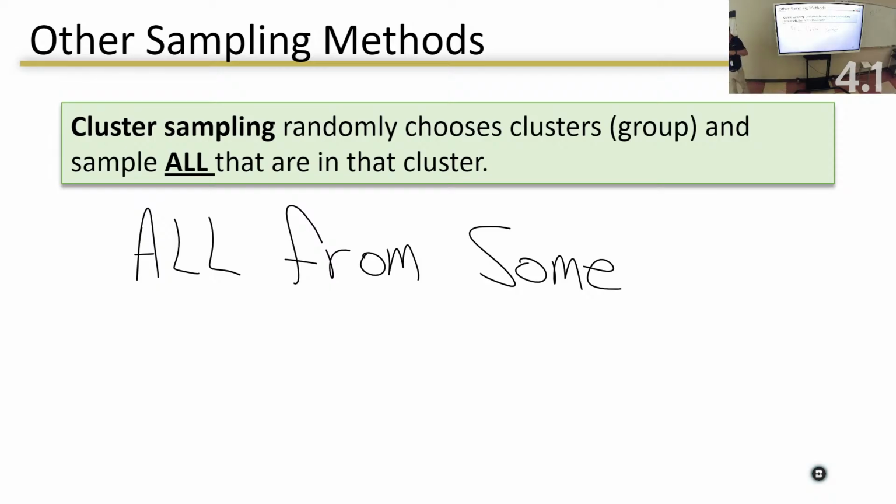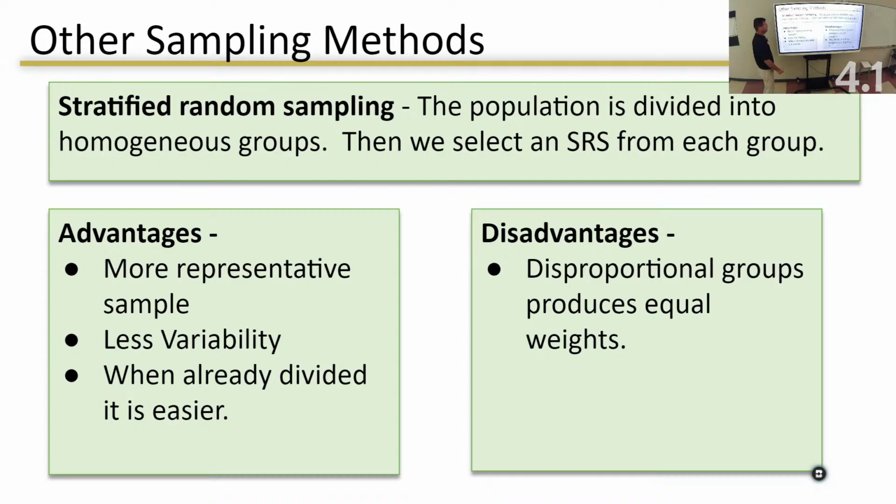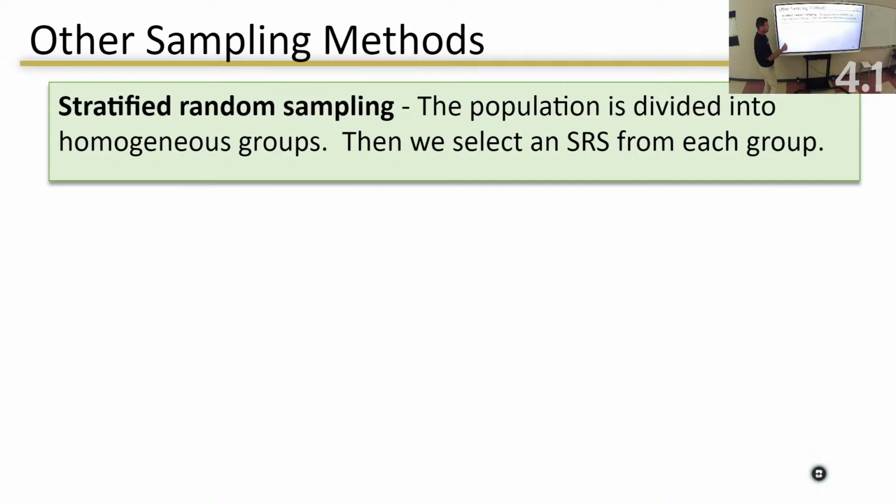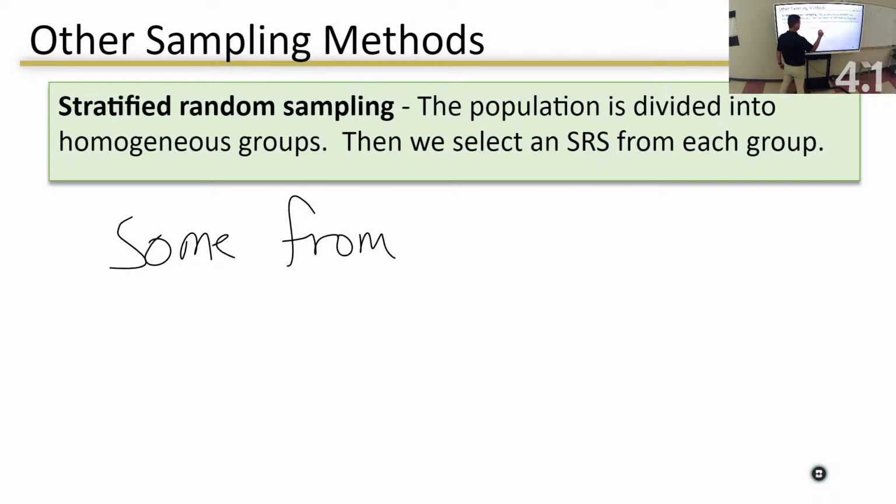Again, all of this can produce bias. We're trying to reduce it. Cluster sampling is still randomizing. It's just when the randomness occurs. I call this one all from some, and the other one I call some from all.